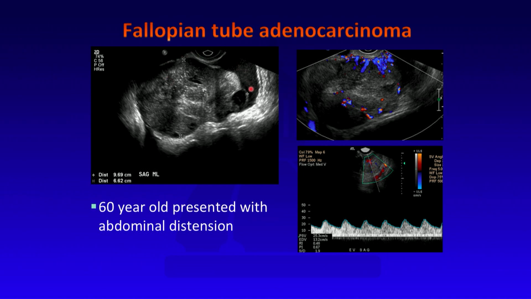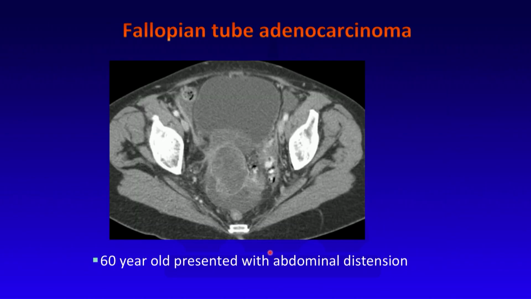And in the pelvis, she has this solid mass, very large, 9 centimeter solid mass, hypervascular, again with abnormal vascularity. And this was a fallopian tube adenocarcinoma. And this patient presented with just ascites. And this is her CT, again showing the mass as well as tumor deposits in the pelvis and complex ascites.